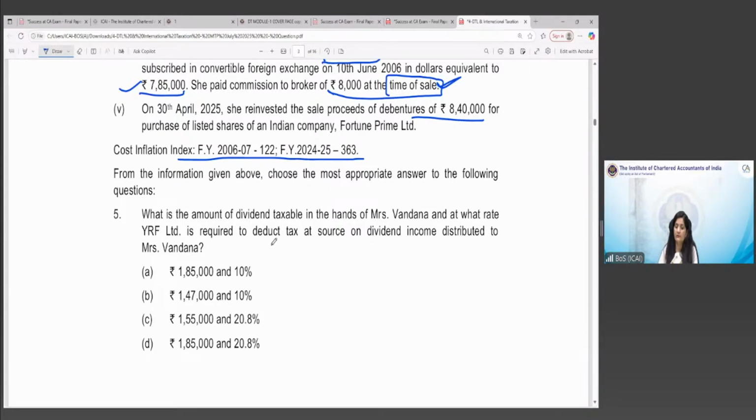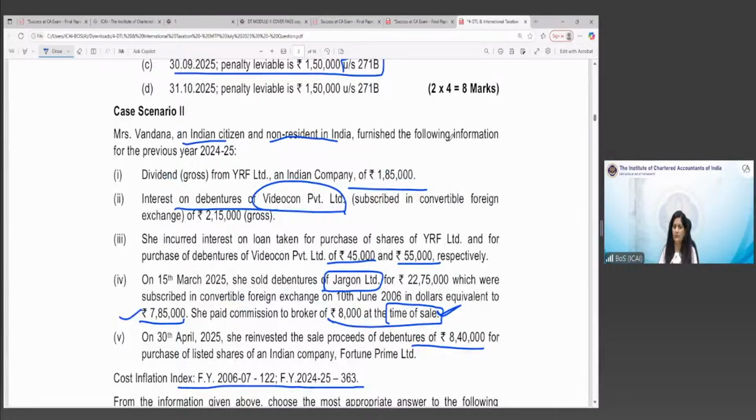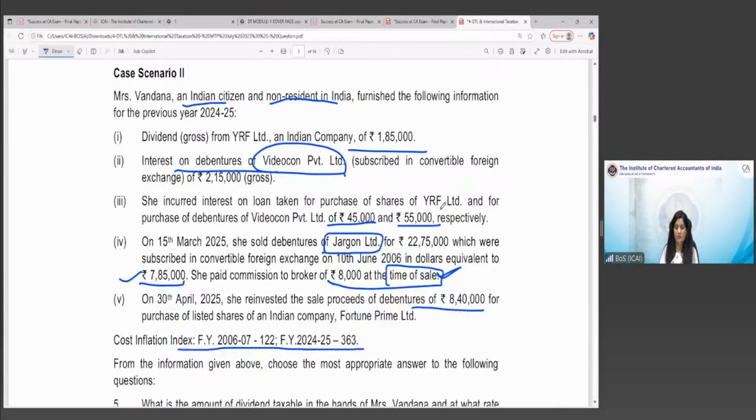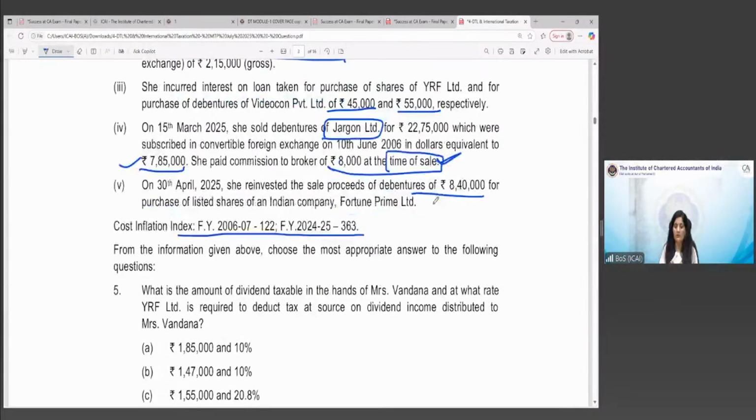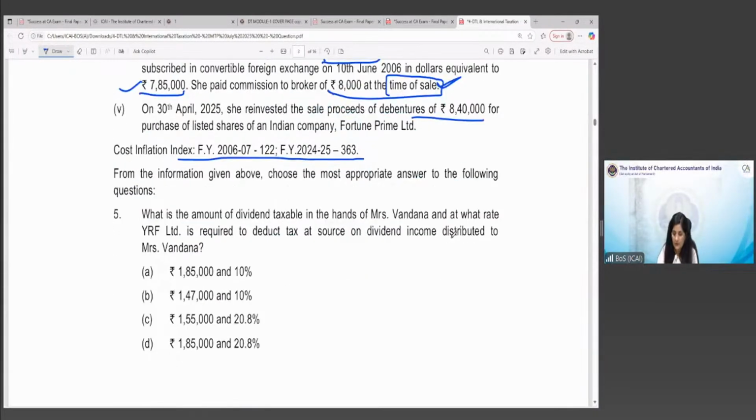1,85,000. How much dividend has she received? She has received 1,85,000 dividend. And how much is the expenditure she has incurred? She has incurred interest expenditure. Keep in mind interest expenditure, 55,000. So it has a relevance. And no other expenses are allowed other than this interest. But whether it's allowed in case of non-resident or not, this is the testing in this. So 1,85,000 is the dividend amount, and she has incurred 55,000.